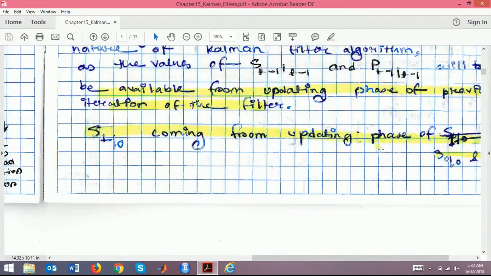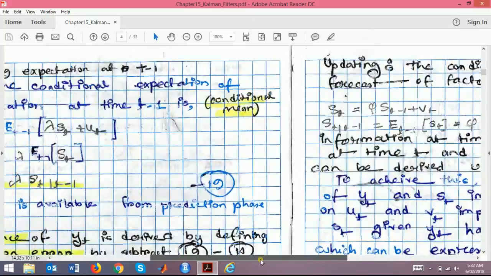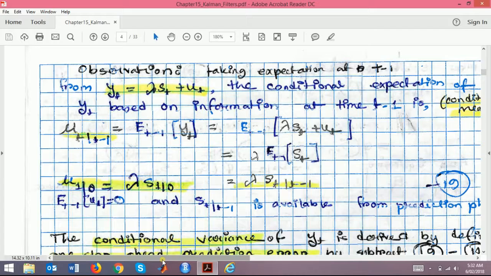Okay, and then the conditional mean, using the previous mean. We have done the updating and prediction phases, and then we are observing. The observation phase is now turning on in the algorithm, and the conditional mean, which is mu1|0 equals lambda S1|0, is simply multiplied by lambda, and the prediction error now is y.